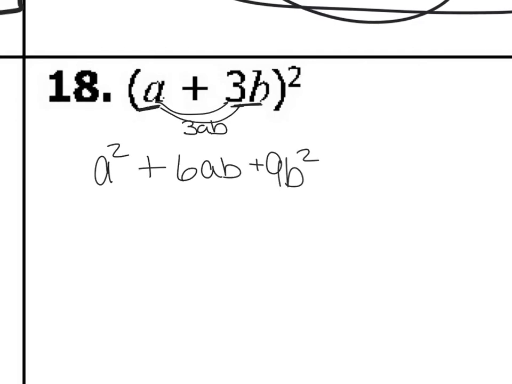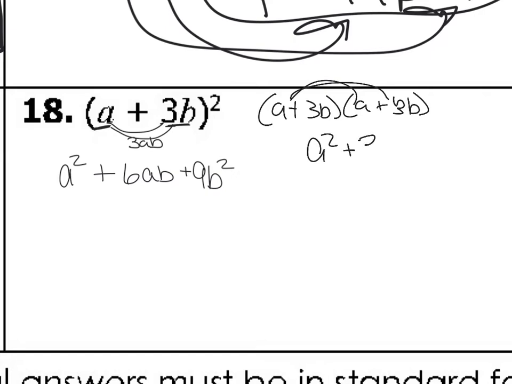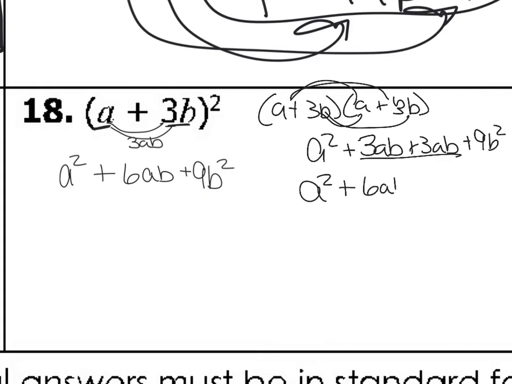Okay, so let's see if we got it right. A plus 3b times a plus 3b. A times a is a squared. A times 3b is 3ab, and this would be 3ab, and then 3b times 3b is 9b squared. Combine your like terms, a squared plus 6ab plus 9b squared, and it matches, doesn't it?